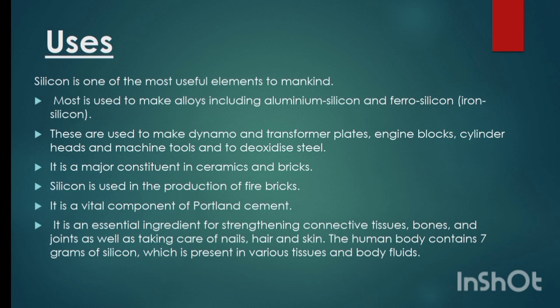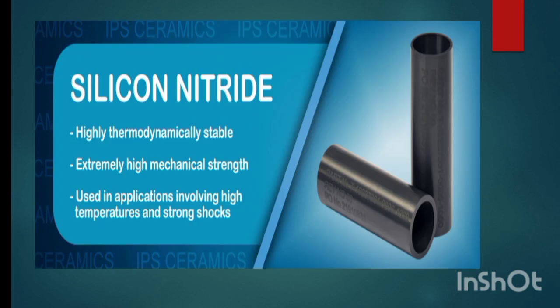It is a major constituent in ceramics and bricks. Silicon is used in the production of fire bricks. It is a vital component of Portland cement. It is an essential ingredient for strengthening connective tissues, bones, and joints, as well as taking care of nails, hair, and skin. The human body contains 7 grams of silicon, which is present in various tissues and body fluids.